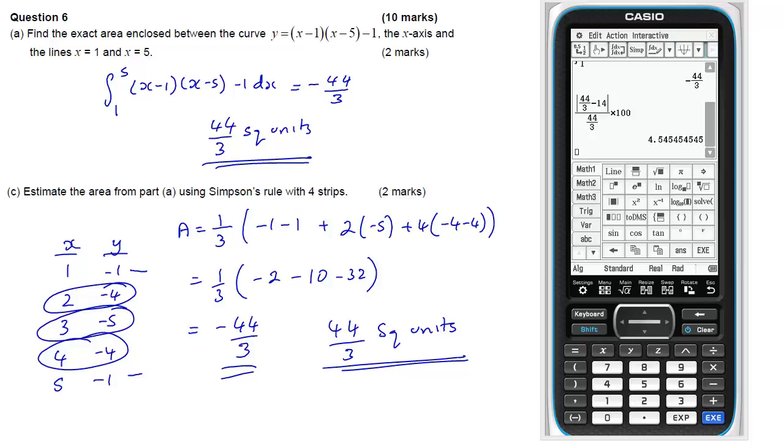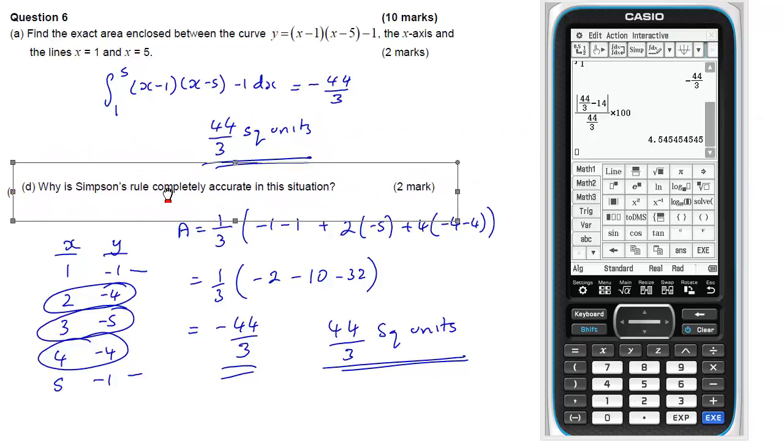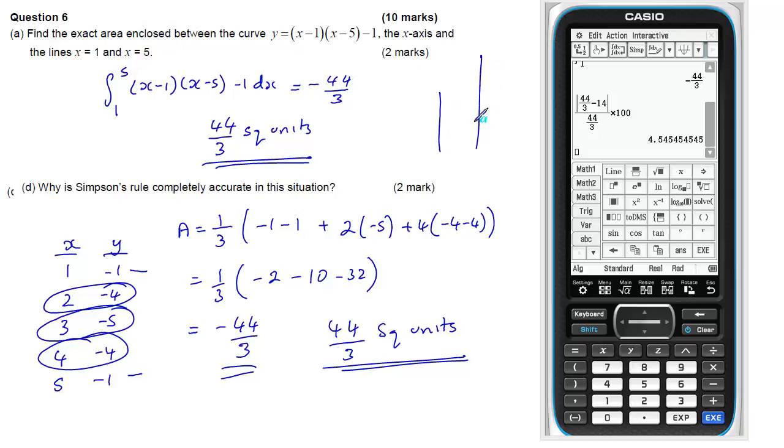Now, why is Simpson's rule completely accurate in this situation? Simpson's rule uses a parabola to go between the ordinates. We know with the trapezium rule you get a straight line, but Simpson's rule uses a parabola, and since the original curve was a parabola, it's going to match it exactly.